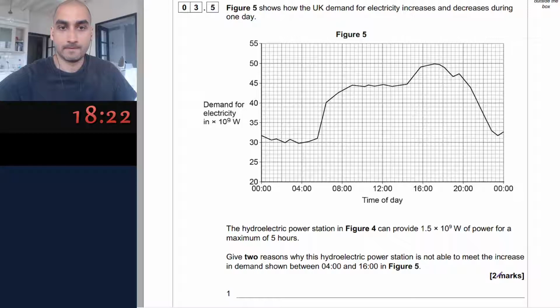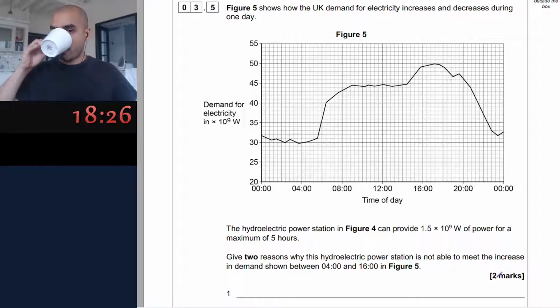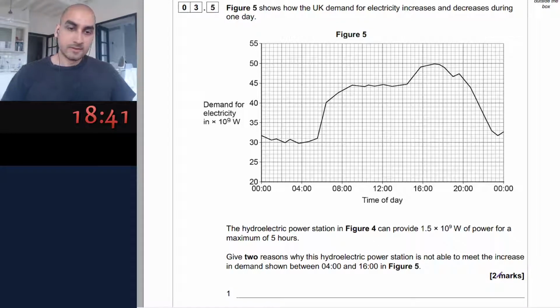Okay. UK demand for electricity increases and decreases during one day. So we get the most at like 6 o'clock when some crazy people wake up, and then it decreases from 8 p.m. to like midnight. Right.